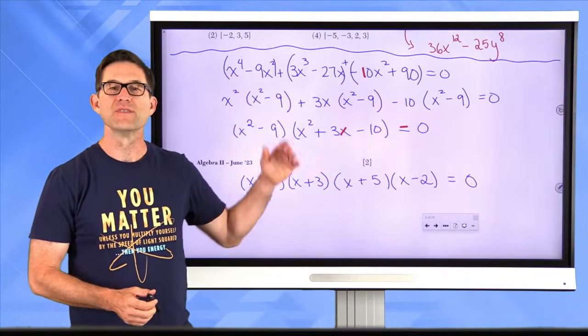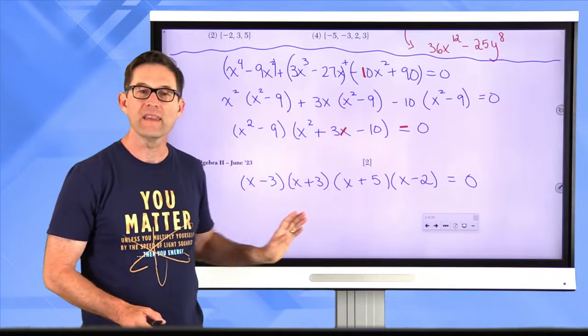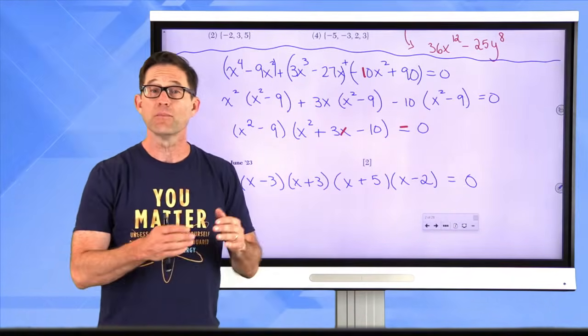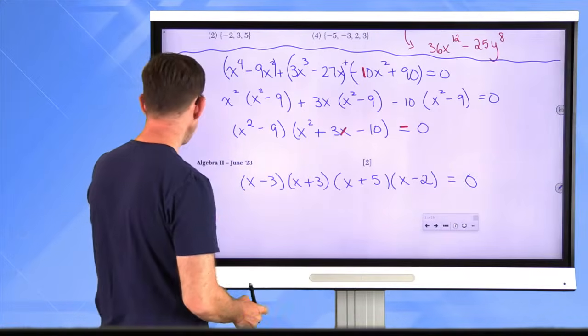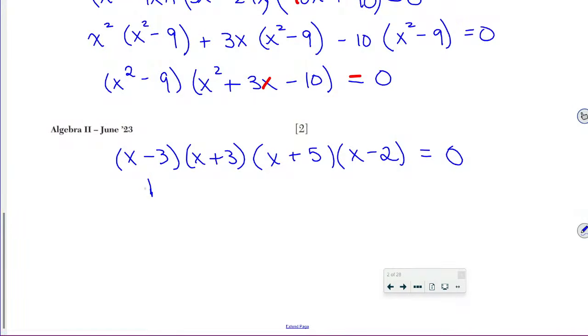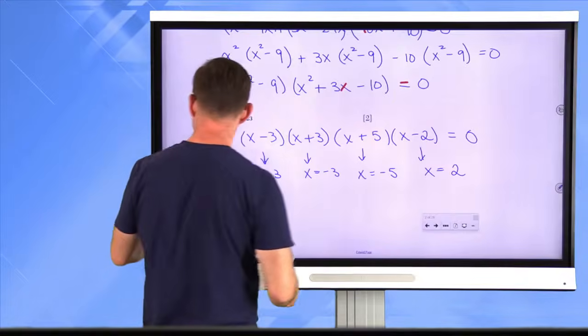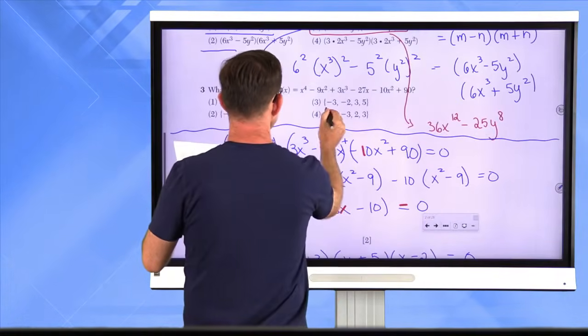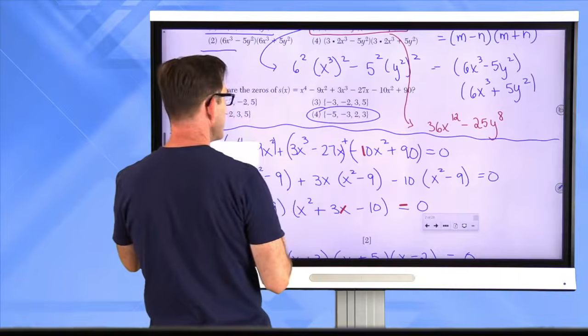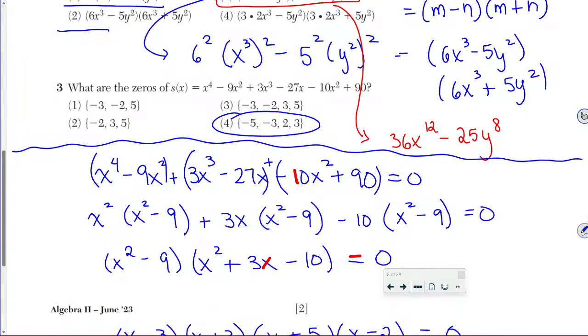And now I've used the structure of this expression to completely factor it, and because I know the connection between factors and zeros, I can now say this one will give me a 0 of x equals 3. This one gives me a 0 of x equals negative 3. This one gives me a 0 of x equals negative 5. And this gives me a 0 of x equals 2. And therefore, my correct answer after all of that is choice 4, negative 5, negative 3, 2, and positive 3.